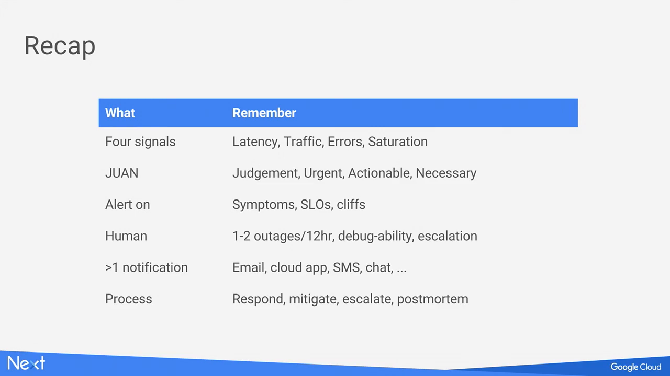More than one notification method is the next thing. Use email, use the Cloud Console app, SMS, whatever, but use more than one. And lastly, remember that the process is iterative, right? So you have to respond efficiently, you have to configure your alerts efficiently, you have to mitigate, and also post-mortem. Even when the problem is gone, let's make things efficient the next time around.